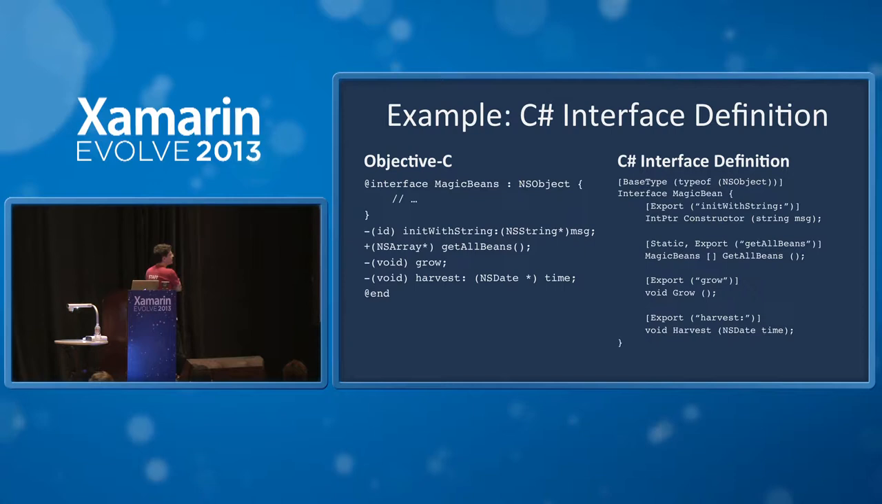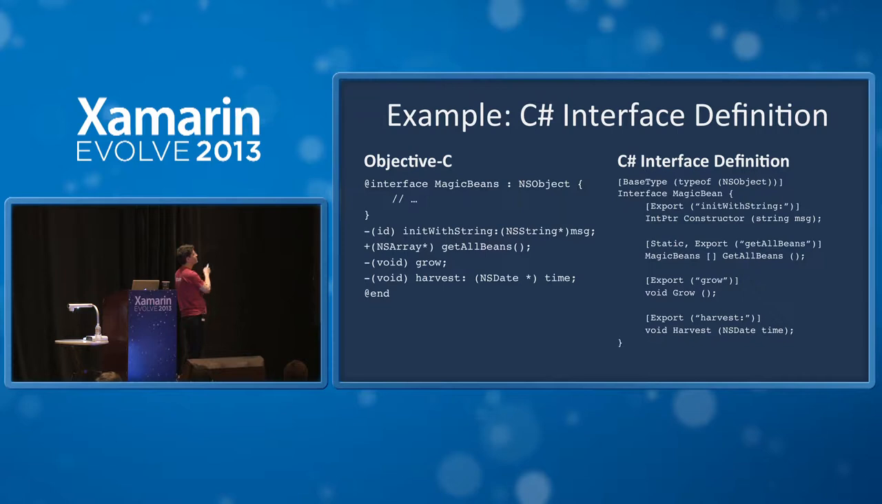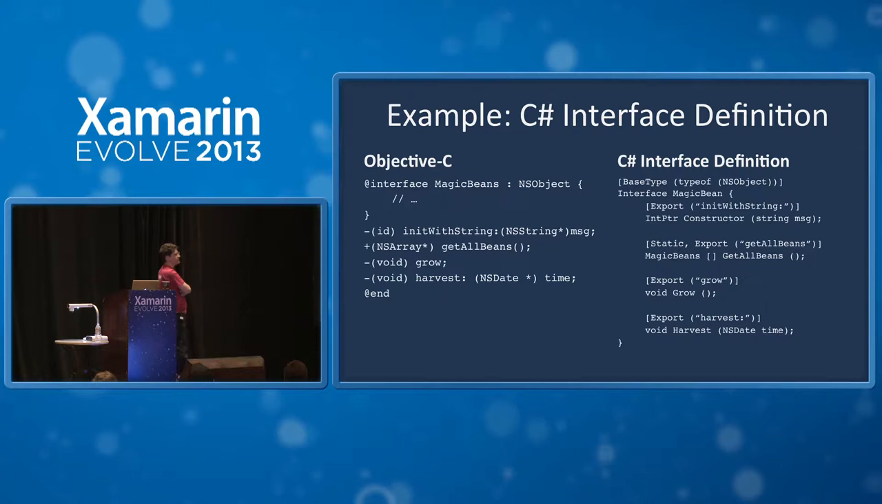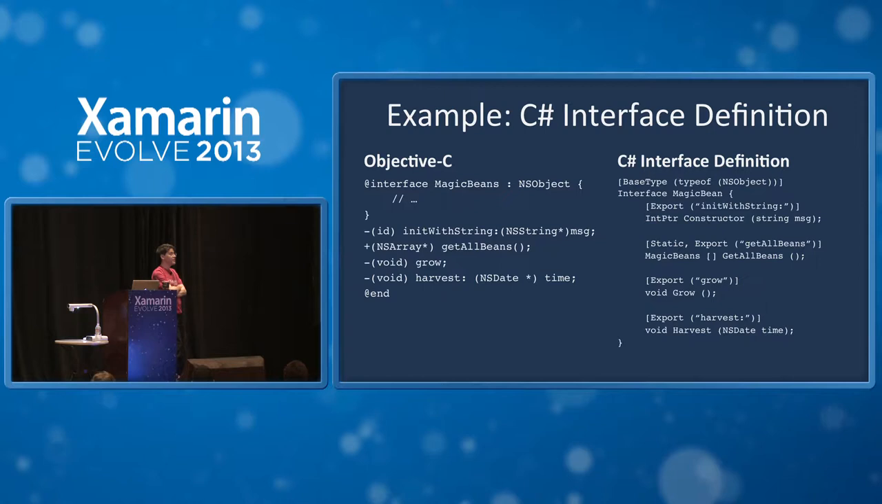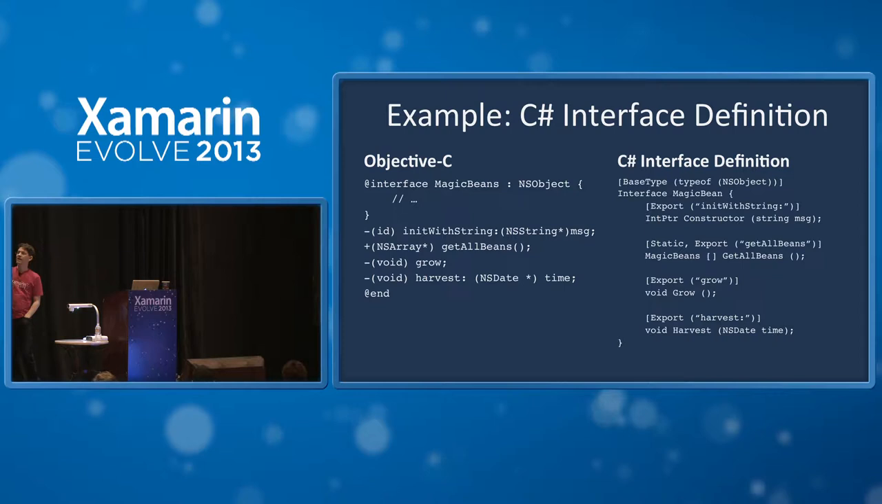Now notice that the getAllBeans method uses a new attribute called Static. It's saying this is a static method. So that's how you annotate a static method. The reason why you can't use the C-sharp static word is because remember we're creating an interface, not a class. And notice that instead of returning an NSArray, it returns MagicBean, a strongly typed MagicBean array. The way that I found that out is I either looked at the source code for the library, or I went and looked at the documentation, and perhaps I wrote a test, right? So I found out that that particular method would always return instances of MagicBean.